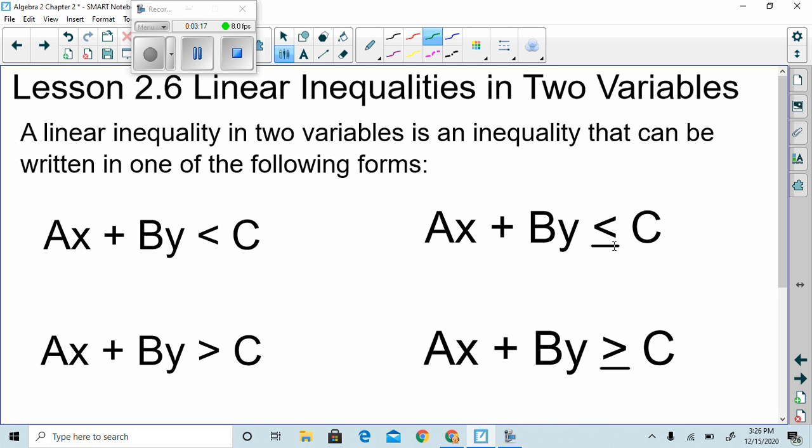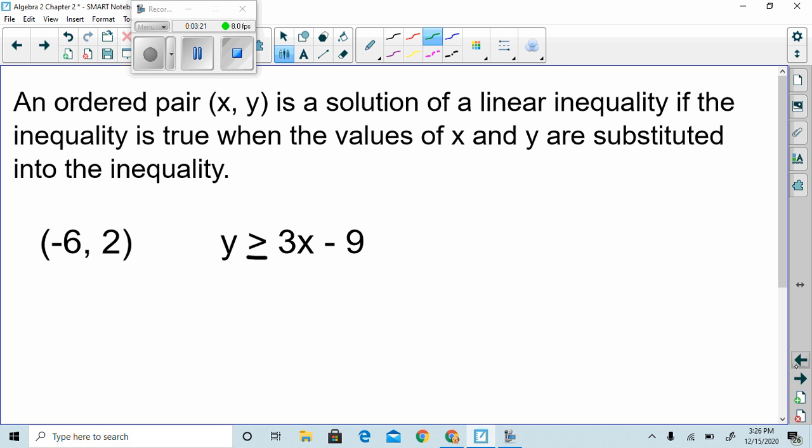And we're going to start off, before we get to the graphing, by just looking at possible solutions. An ordered pair x and y is a solution of a linear inequality in two variables if the inequality is true when these values of x and y are replaced into it. So here we're going to test out negative 6 and 2. Here's my x and y. Here is my linear inequality in two variables.